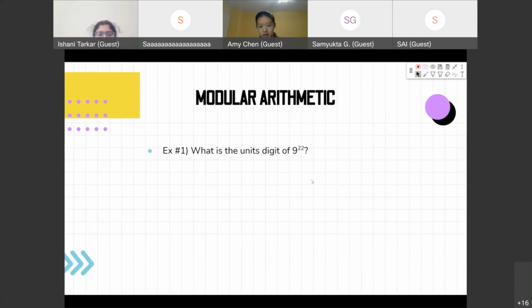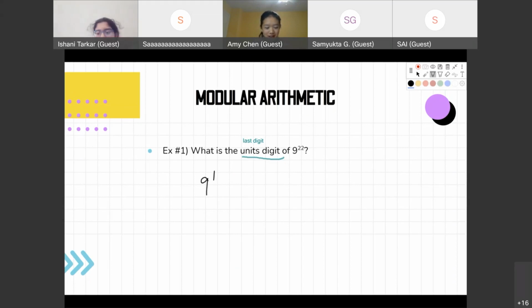Okay, so here's another example of using the modulus and looking for patterns. What is the units digit of 9 to the 22nd power? You guys answer this question first. Okay, I'll go over it and let's see who's right.